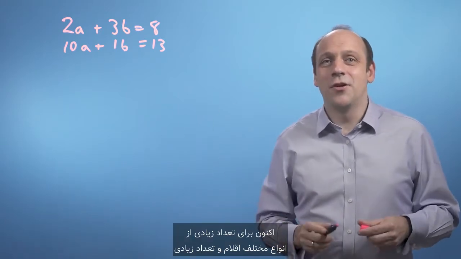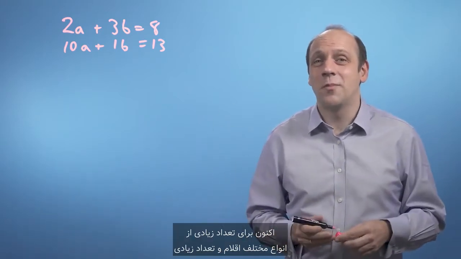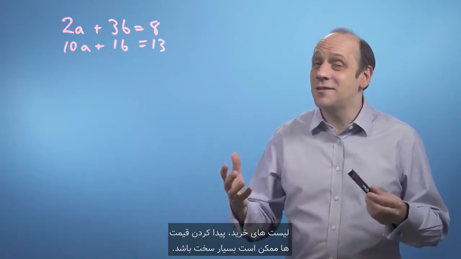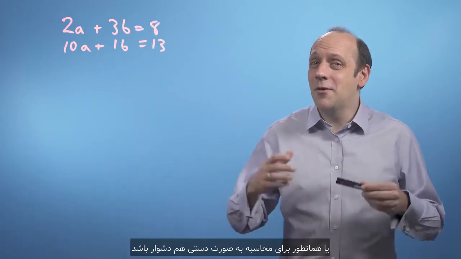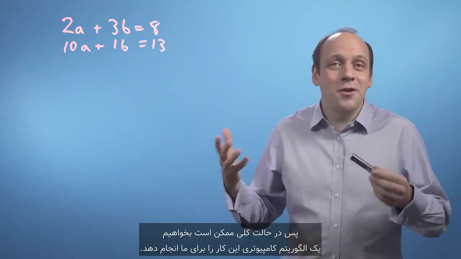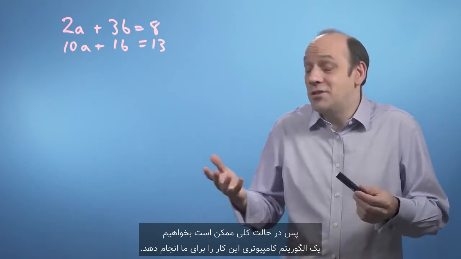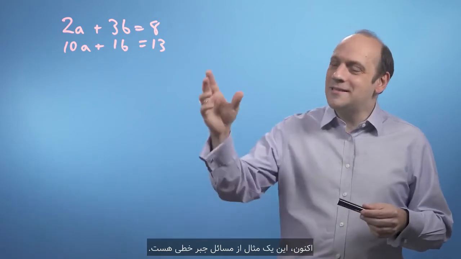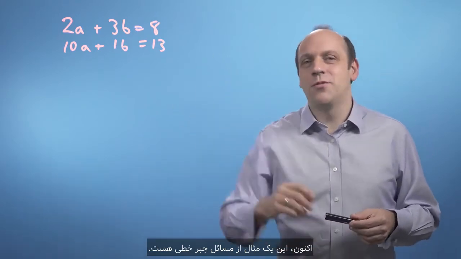Now, in the general case of lots of different types of items and lots of shopping trips, finding out the prices might be quite hard. It might be quite difficult to solve all of these equations by hand. So we might want a computer algorithm to do it for us in the general case. Now, this is an example of a linear algebra problem.